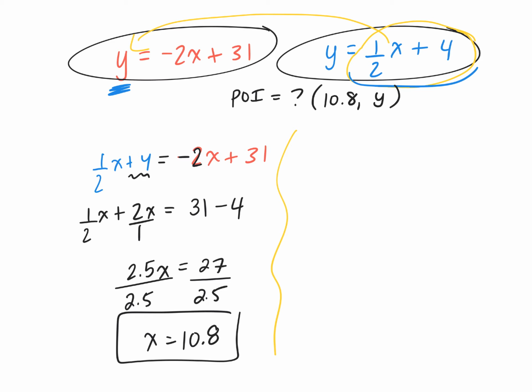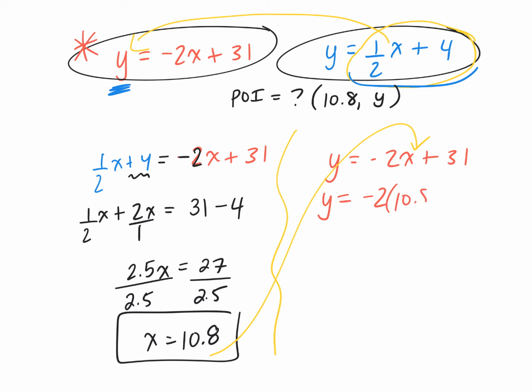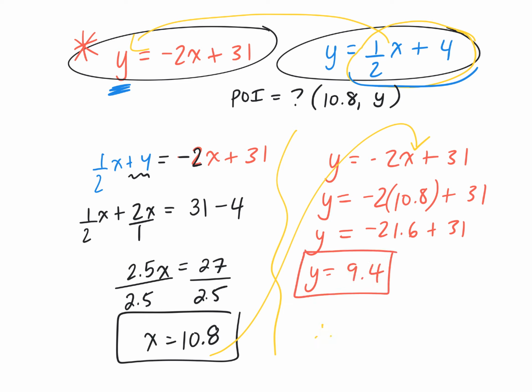So to find y, I'm going to use this equation because it doesn't have fractions. y equals negative 2x plus 31. And then all we're going to do is substitute x into the equation. Does it matter which equation we use? No. So y equals negative 21.6 plus 31. y equals 9.4. So therefore, the point of intersection is located at 10.8, 9.4.